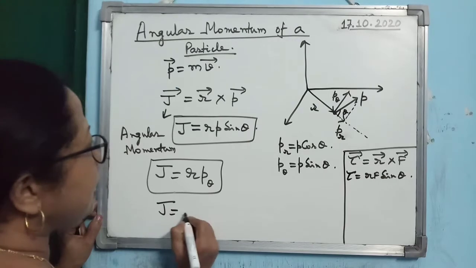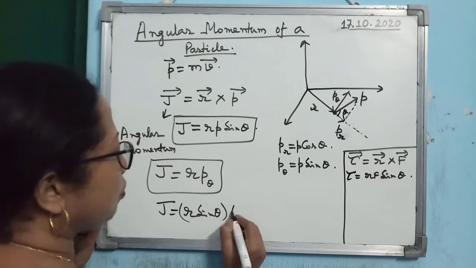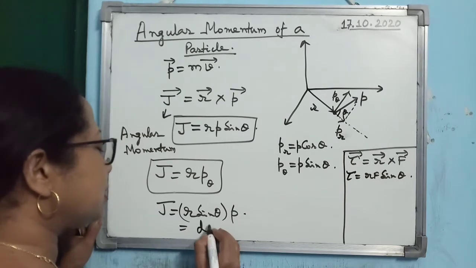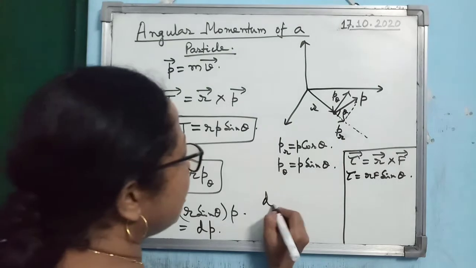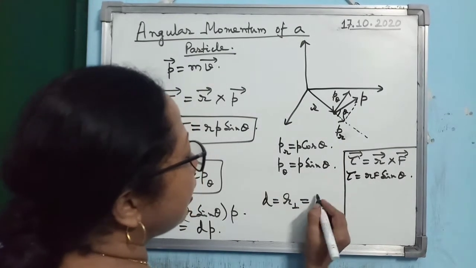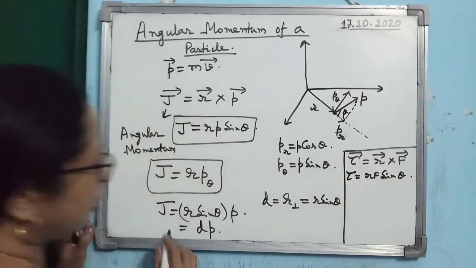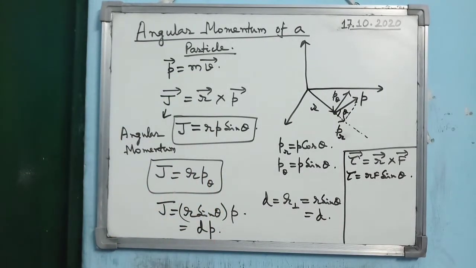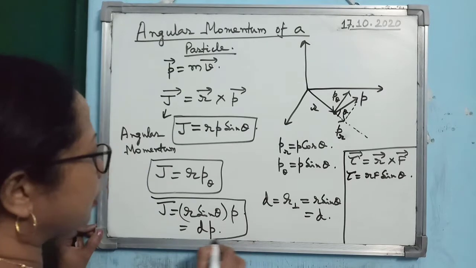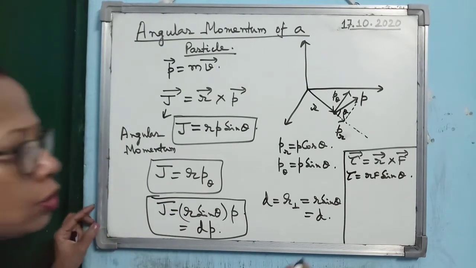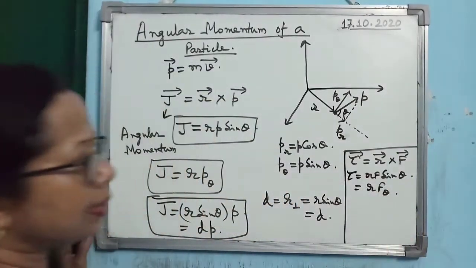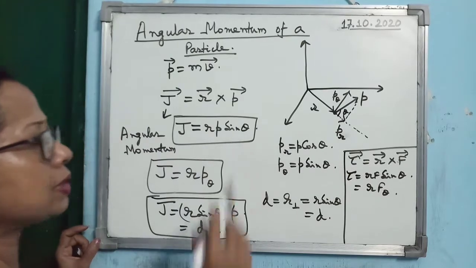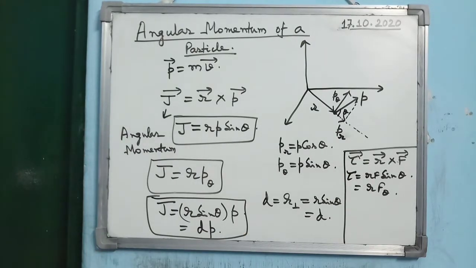Another way to write it, J is equal to R sin theta into P. R sin theta is nothing but d, the perpendicular component of r, given by r sin theta. So if you denote it by d, then you can write J is equal to d into P, or sometimes we write it as r perpendicular into P. So these are the different ways we write down the angular momentum. Look at why I am writing this: as I said, if one replaces tau by J, then F should be replaced by P, and all the other relations will be the same as those of the torque. That's why I am writing it there.